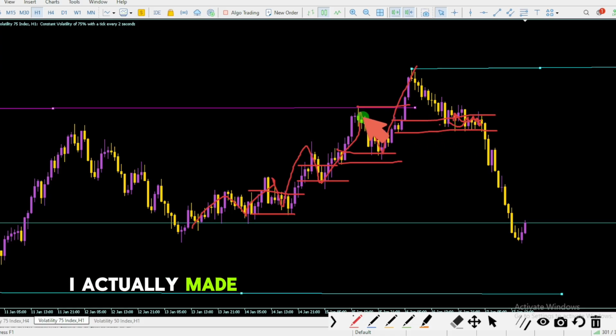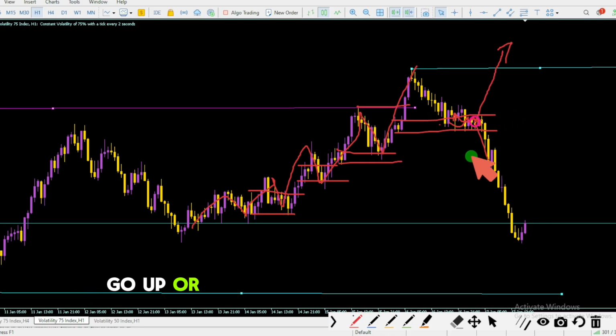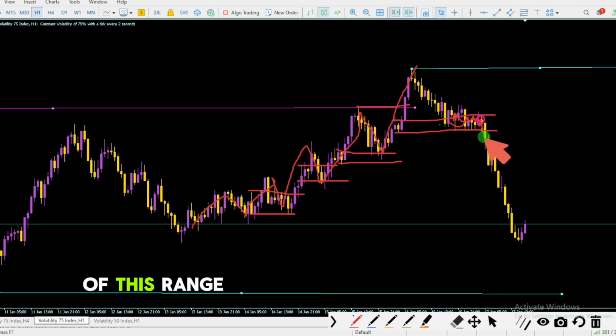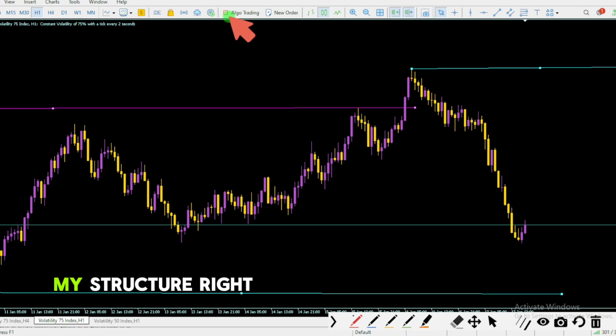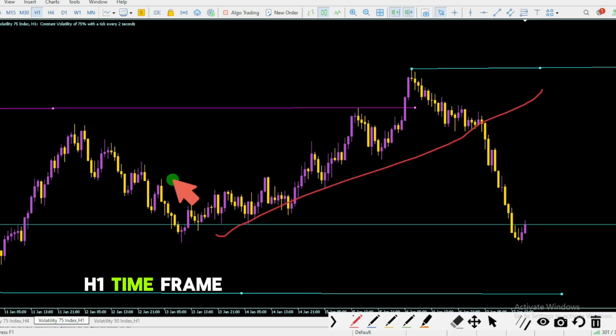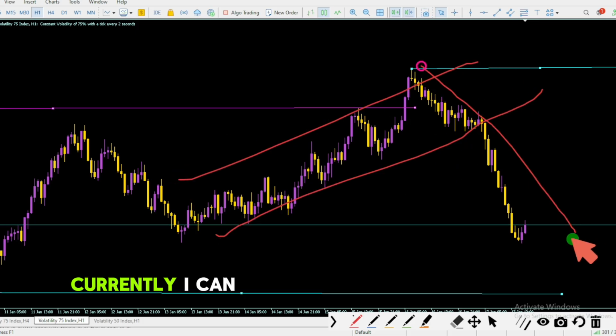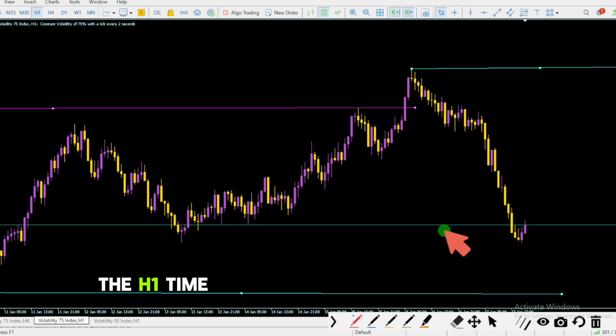I actually made a video on this. I expected the market to either go up or break this, and market after over 10 hours finally broke out of this range and shot downwards. So what is my structure right now on the H1 time frame? Currently I can say I am bullish. The market is bullish rather on the H1 time frame. So right now we can see this was the last H1 high.